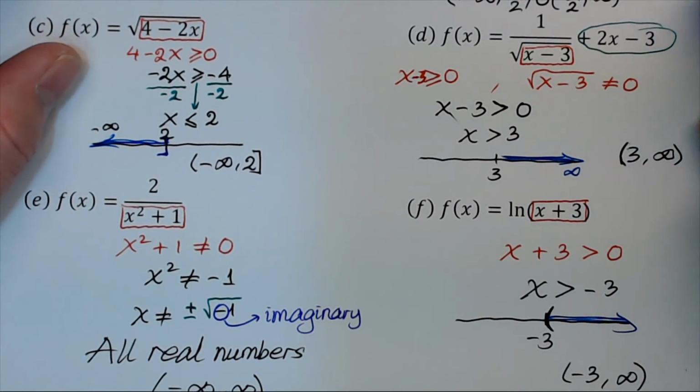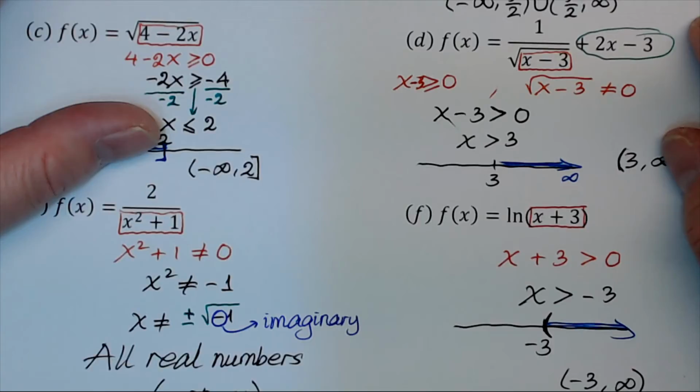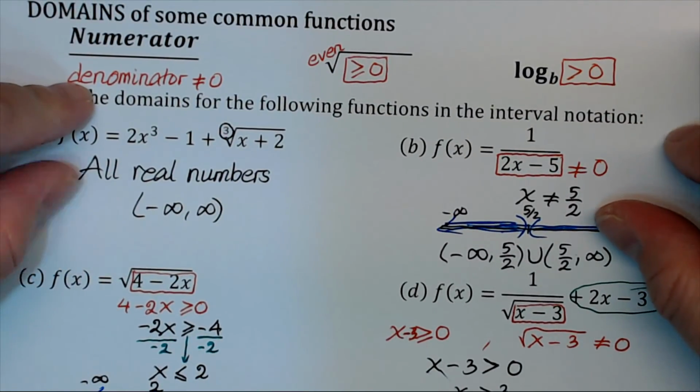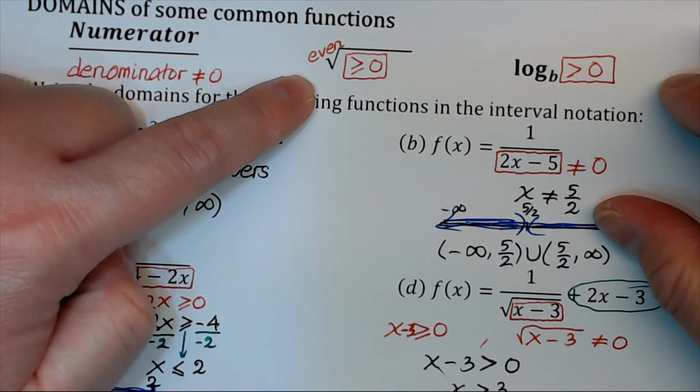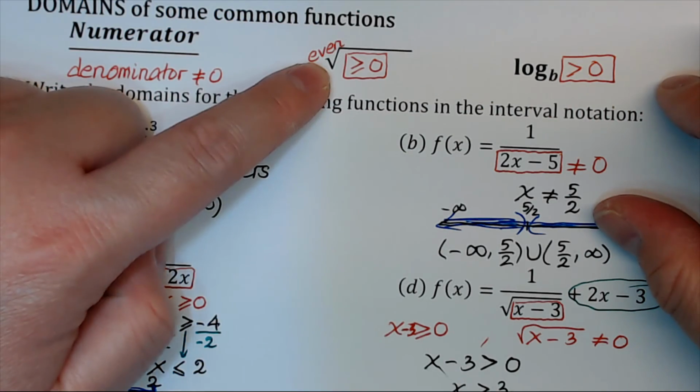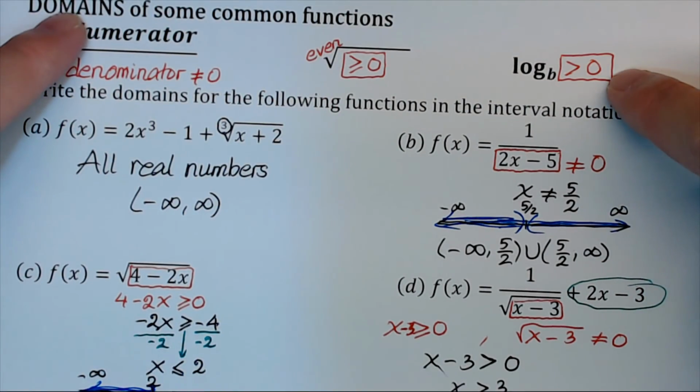Basically, for the domain of some common functions: the denominator is not equal to 0, inside an even root is greater than or equal to 0, and the argument of the log is positive.